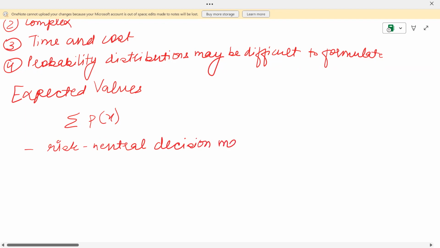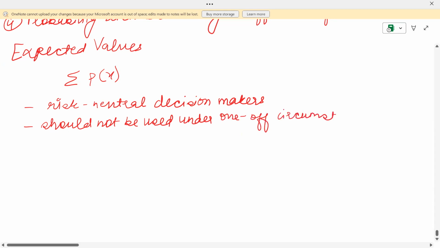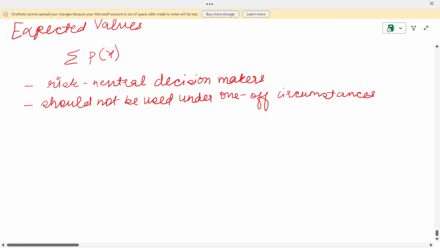Why? Because over here we are taking into account all types of probabilities, what all can happen. And you should also note that this should not be used under one-off circumstances. Wherever you're making a decision which you only have to make once, it's not something repetitive, then this is not suitable, because probabilities are more suitable when it's about a recurring event.